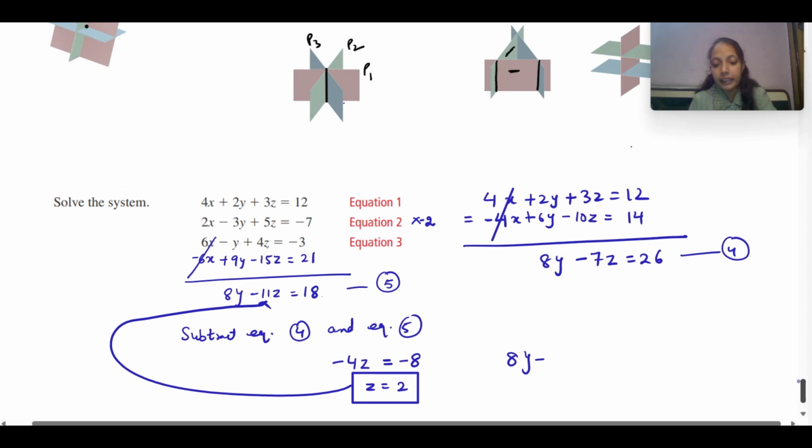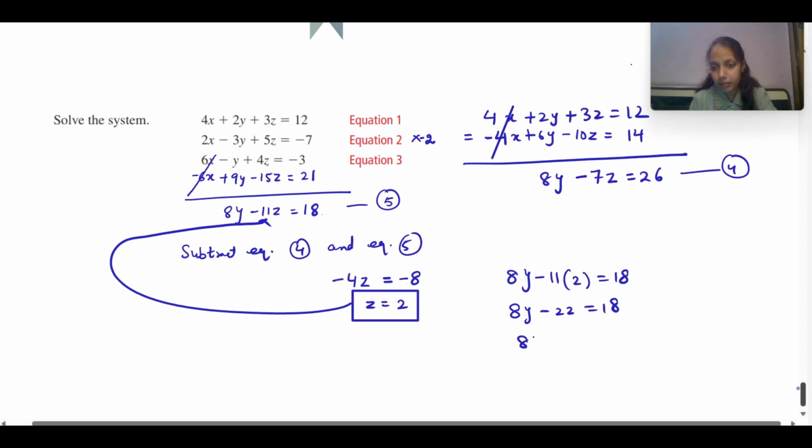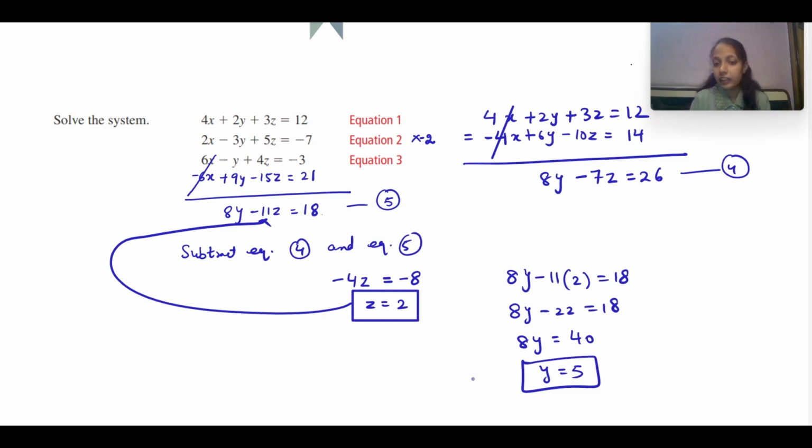8y minus 11 times 2 equals 18. 8y minus 22 equals 18, so 8y equals 18 plus 22. It becomes 40. y is 5. I got y equals 5. As I got the z value and y value, you have a choice.